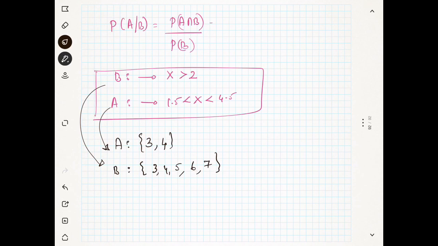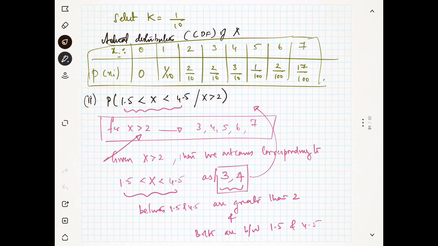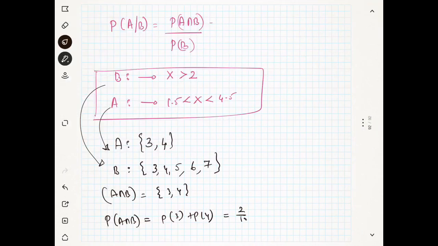You have a lot of outcomes. Now what is A intersection B? A intersection B is nothing but 3 and 4, right? So what is the probability of A intersection B? It is the probability of 3 plus the probability of 4. What is the probability of 3? I need to check it. 3 is 2 by 10 and 4 is 3 by 10. That means 2 by 10 plus 3 by 10, it is nothing but 5 by 10.